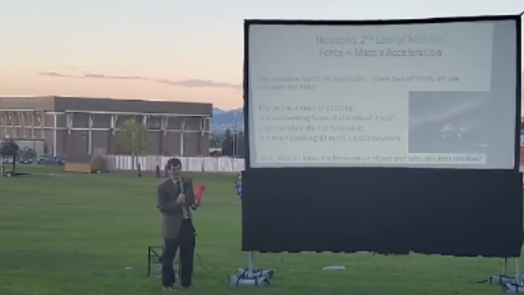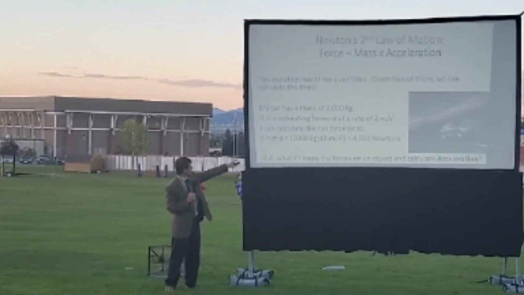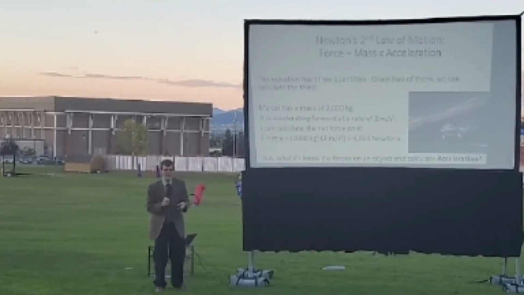So, okay, mass. My car has a mass of about 2,000 kilograms. When I get a green light, it can accelerate forward at about 2 meters per second squared. So I can multiply those two together. 2,000 for my mass, 2 for my acceleration gives me about 4,000 newtons. So I can use this to calculate the force that my wheels must be exerting to push my car forward. But that's not the most interesting part.